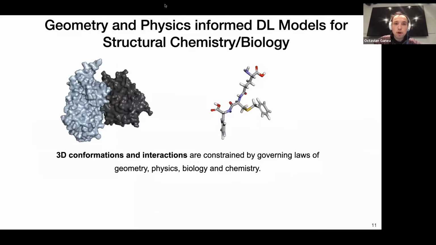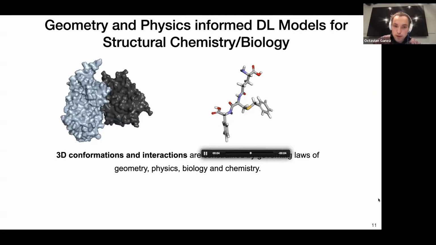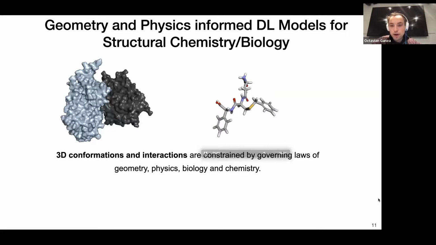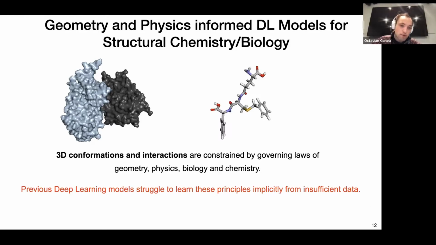When we talk about 3D structures and interactions of molecules, we know that they are governed by laws of geometry, physics, biology, and chemistry. Unfortunately, previous deep learning models that deal with these problems struggle to learn these principles implicitly, because, as you will see a bit later, we have insufficient data compared to other deep learning data modalities such as text or vision. Here we usually talk about a few thousand training samples. This is a very small amount of data.